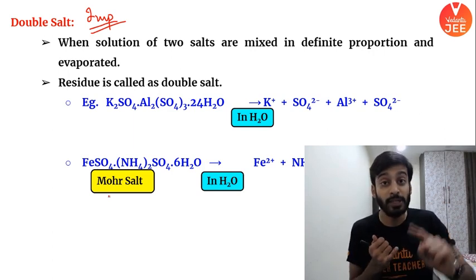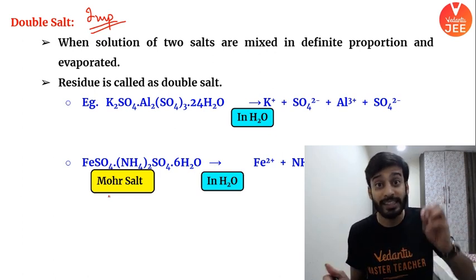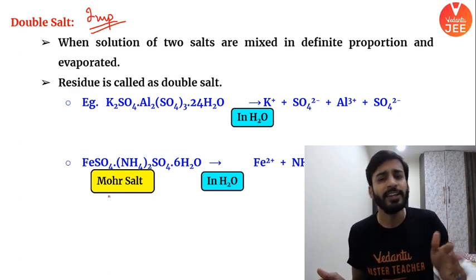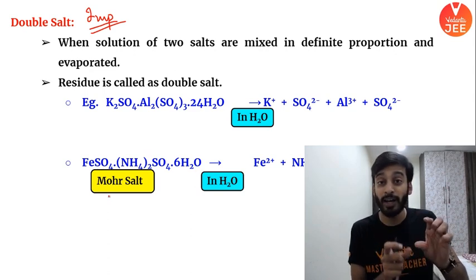Very important examples. Learn them for JEE and some of your engineering exams. They definitely ask this: What is the formula of Mohr salt? What is the formula of potash alum? Very simple. It's also in your NCERT. Very, very important. And the formula can also be used.